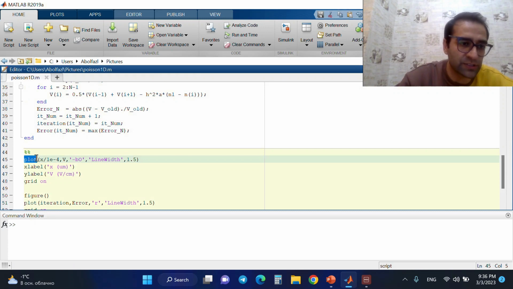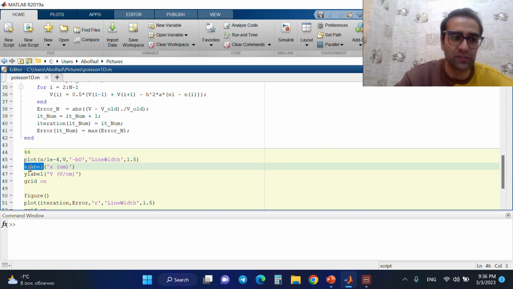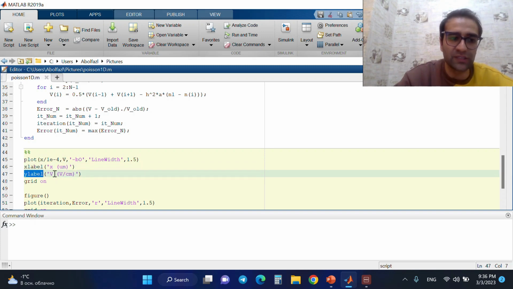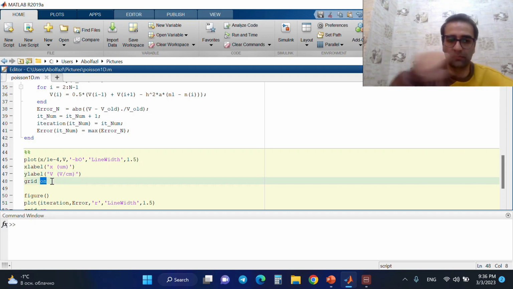And this command is just I plot v versus x. And I define this x with 1e minus 4 to have a micrometer unit for the x. Here you see the x label is x and the unit is micrometer, the y label is v, that is potential, and the unit of this dimension is volts divided by centimeter. True. And this grid on just plots the grids inside our figure.